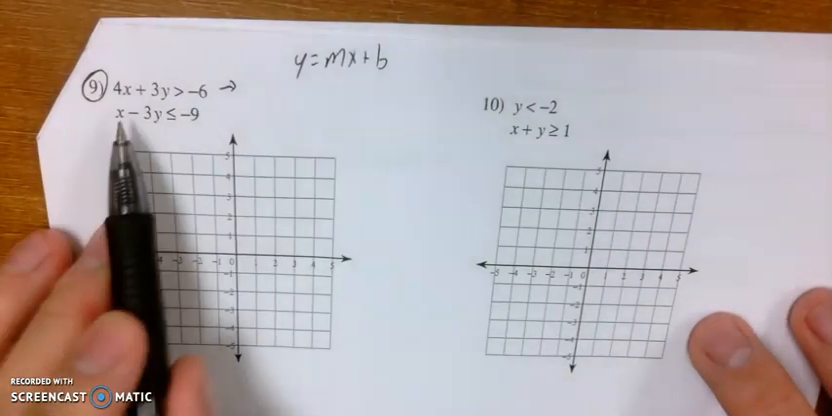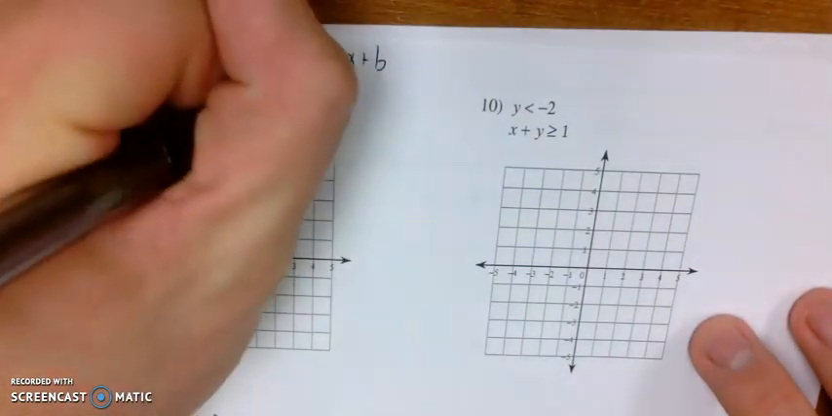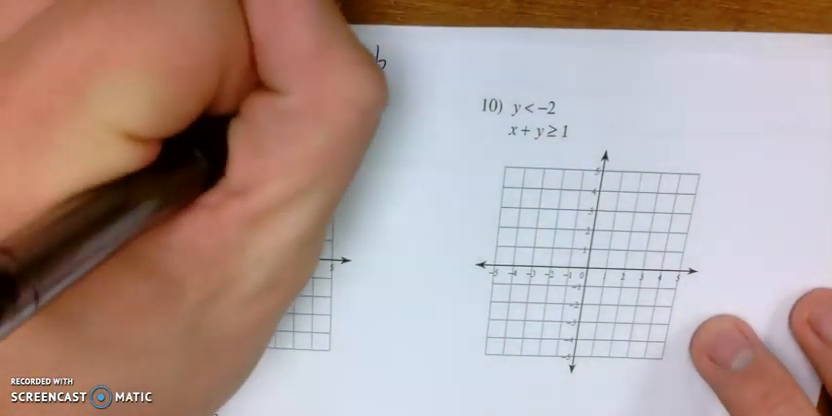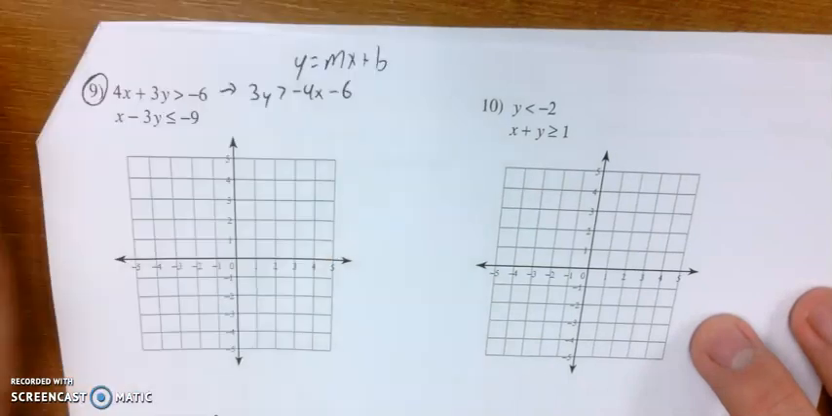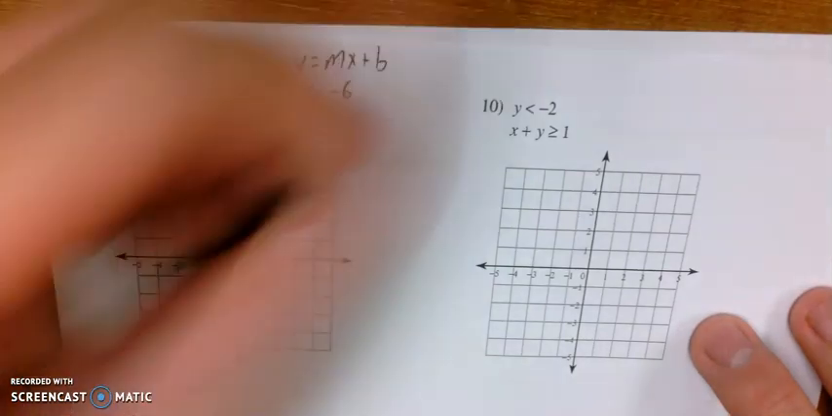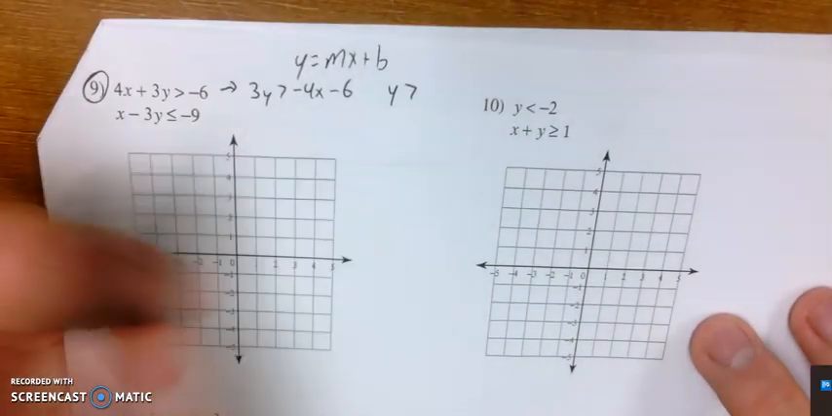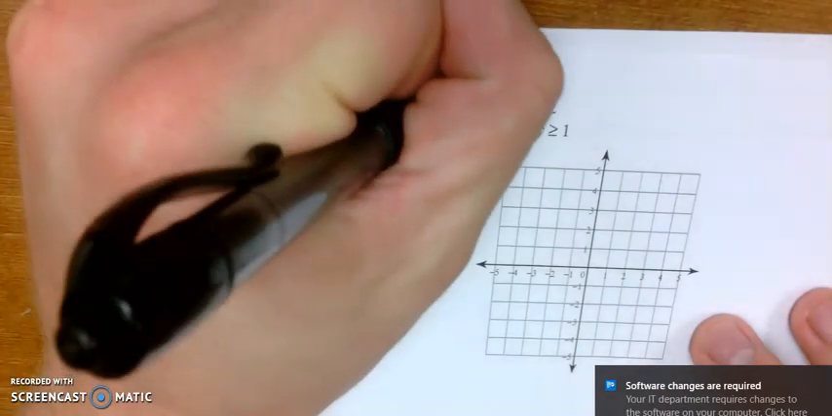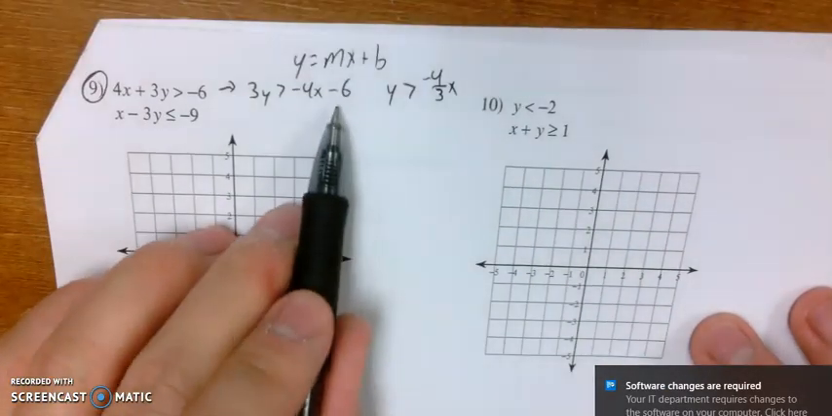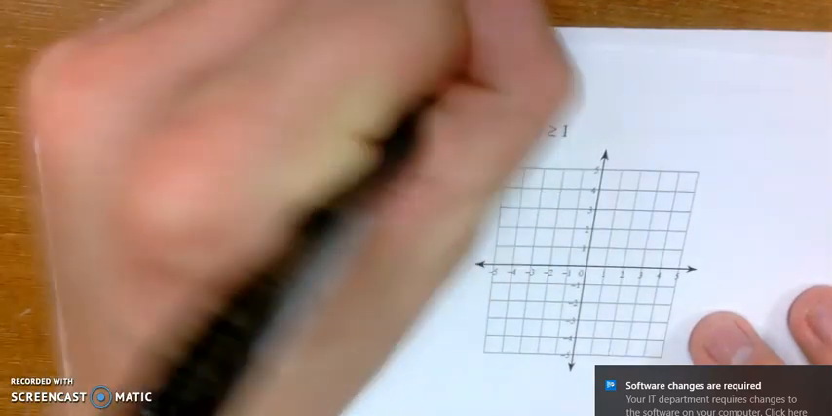All right, so for this first one, I'm going to move the 4x to the other side. So 3y greater than negative 4x minus 6. Then I have to divide everything by that 3. So I'll have y greater than negative 4 over 3 does not simplify, so negative 4/3 x. Negative 6 over 3, that's going to be a 2. So that's my first inequality.